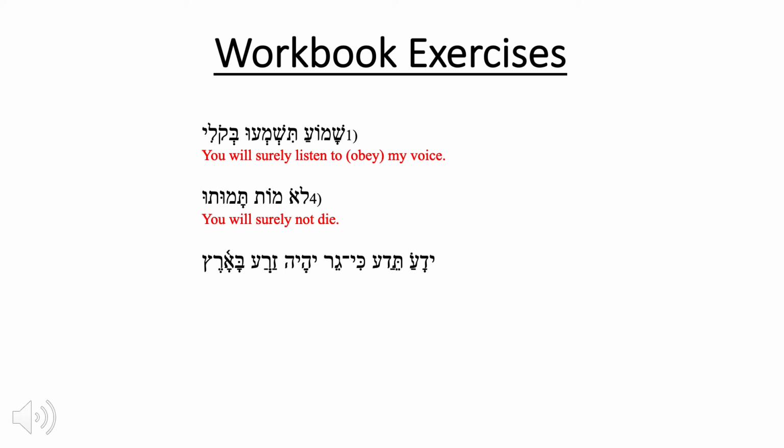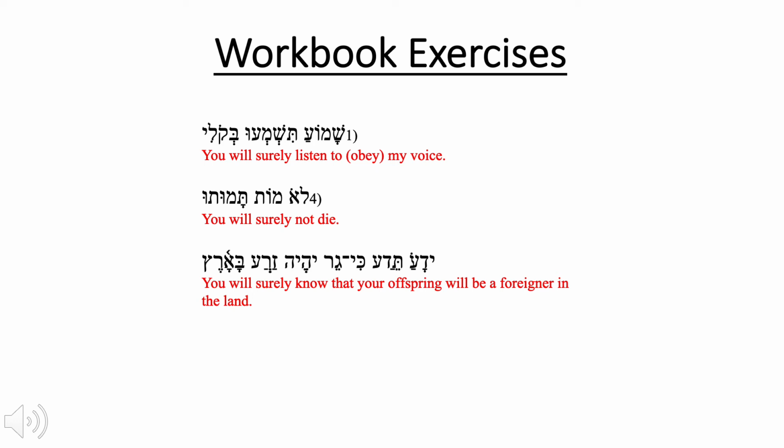What about the third one here? How do we parse number 7 and translate it? Our third question here is actually number 7 in your workbook. We see this from Genesis chapter 15 as God is making a promise to Abraham. We begin with an infinitive absolute, yado'a, to know, which is used emphatically before teda. You will surely know, or know for sure.